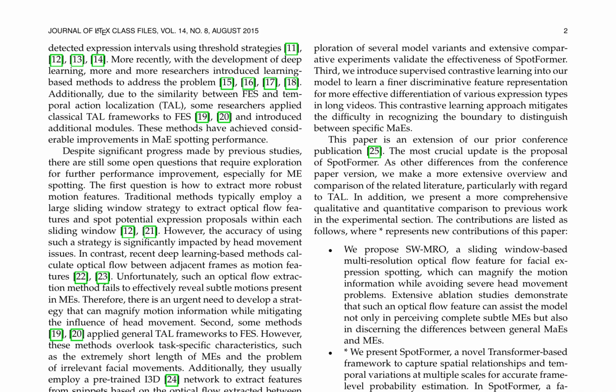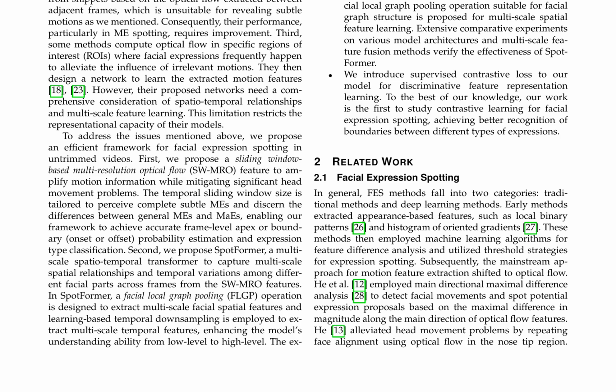The framework's effectiveness is validated through extensive experiments on SAMM-LV and CAS, two datasets, outperforming state-of-the-art models, particularly in micro-expression spotting. The contributions of this paper include the proposal of SW-MRO, a sliding window-based multi-resolution optical flow feature, and SpotFormer, a novel transformer-based framework for capturing spatial relationships and temporal variations at multiple scales. The introduction of supervised contrastive loss for discriminative feature representation learning is also a key contribution.